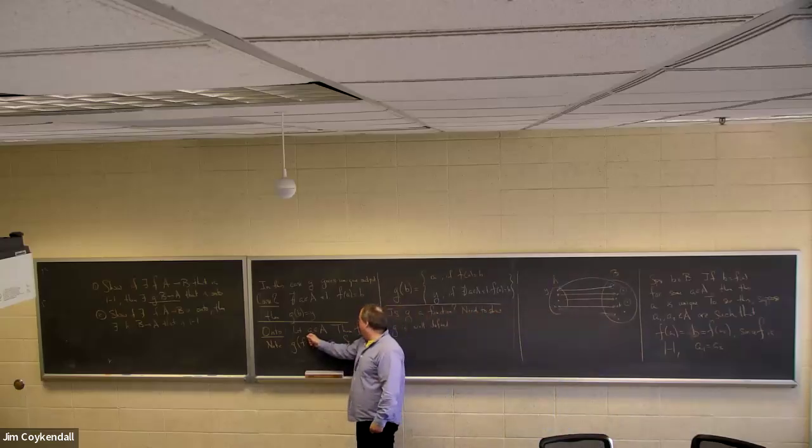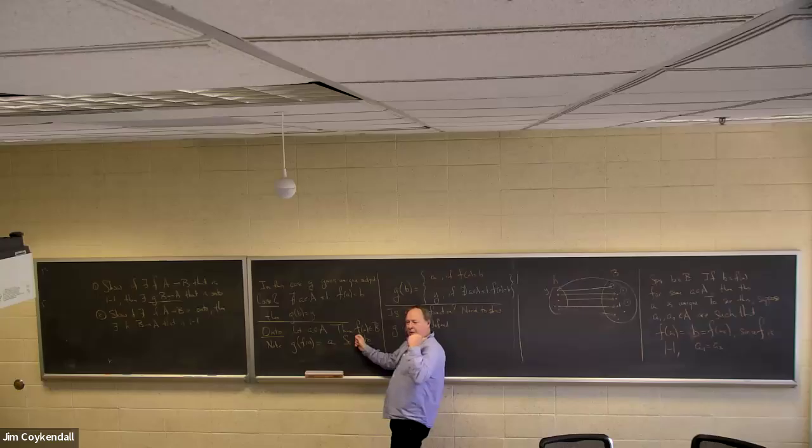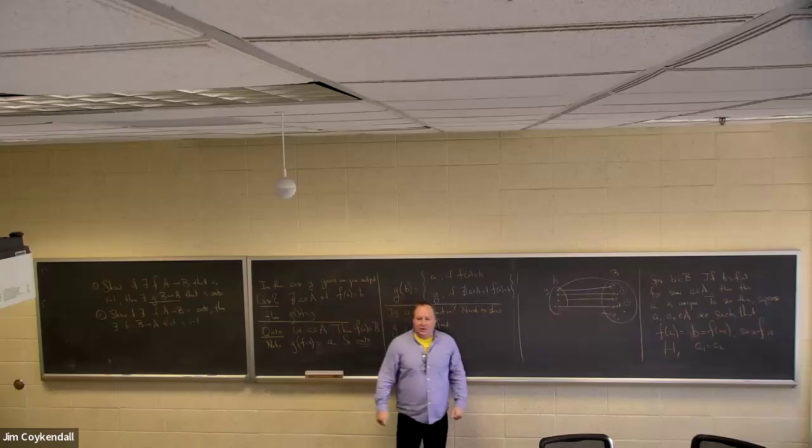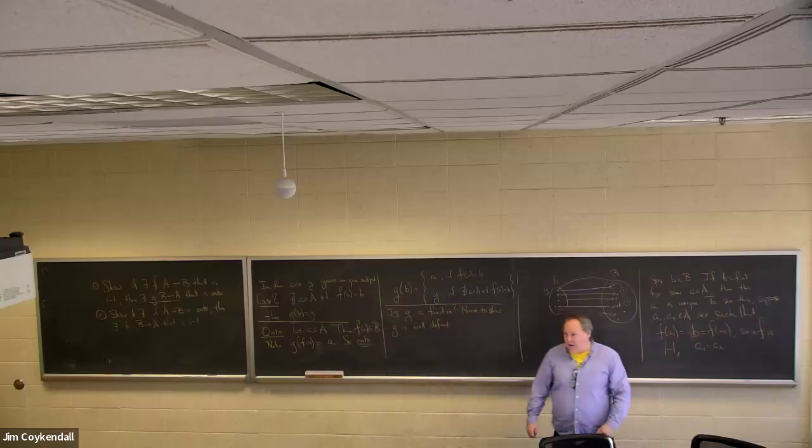We started with something in A. We sent it, that's the arrow going that way, to F of A. And then G sends it back to where it started. Everybody okay with that?